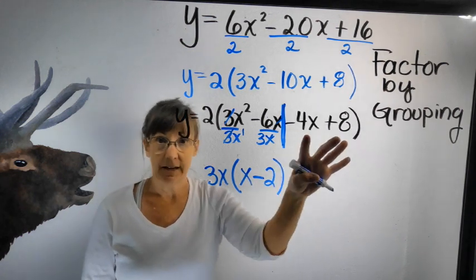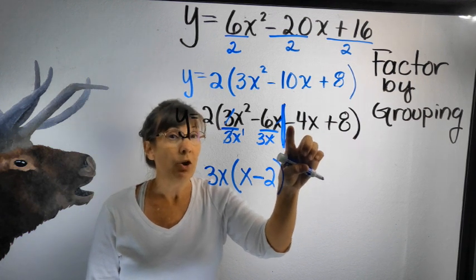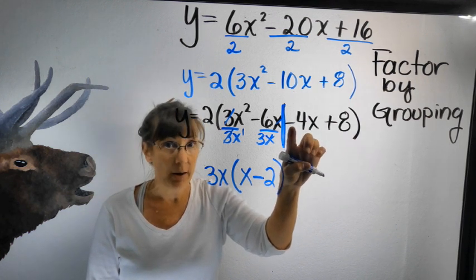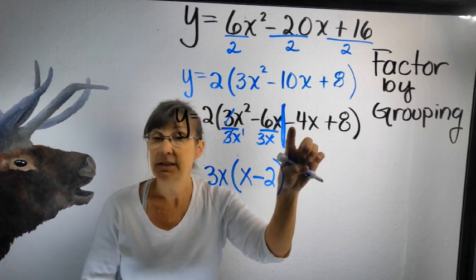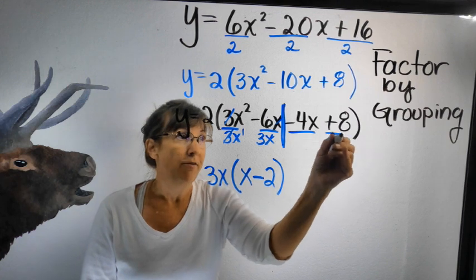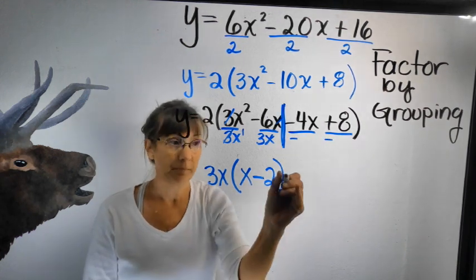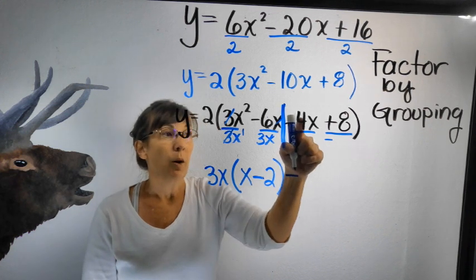Now I'm going to go to the second group. So now I'm looking between these two. I want you to always take whatever that sign is. If it's a plus, it's a plus. If it's a minus, we're going to take the minus with us. So when I factor out my GCF, I'm going to take that minus with us, okay? Very important.